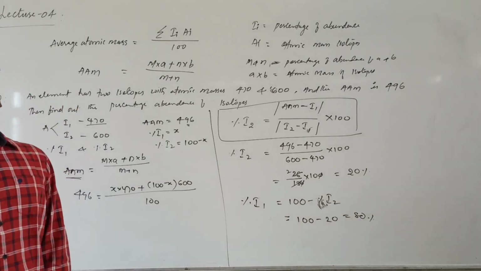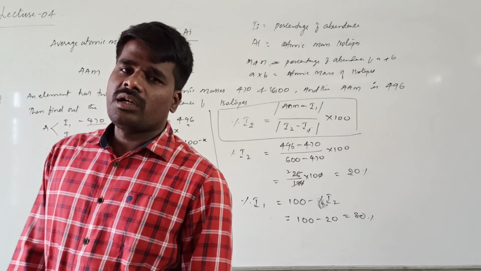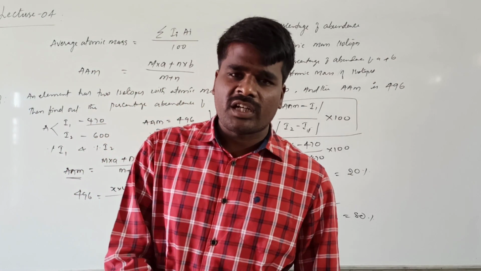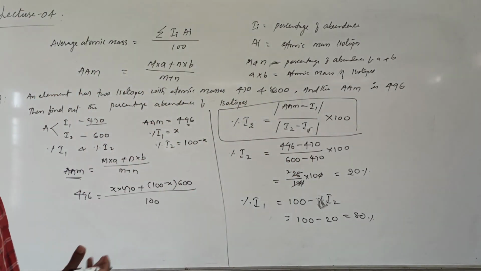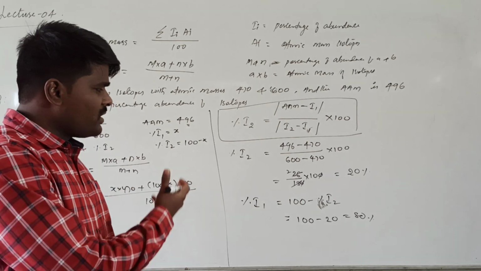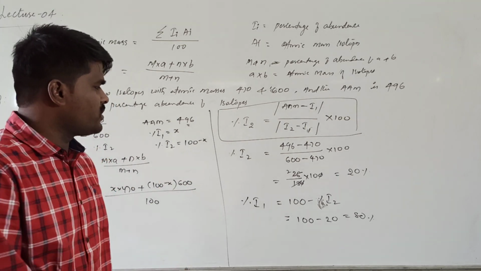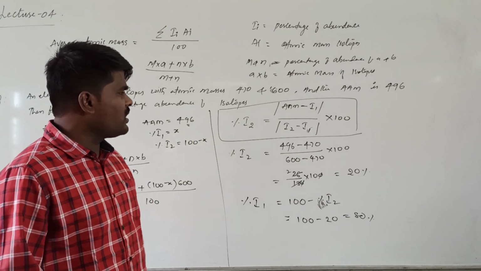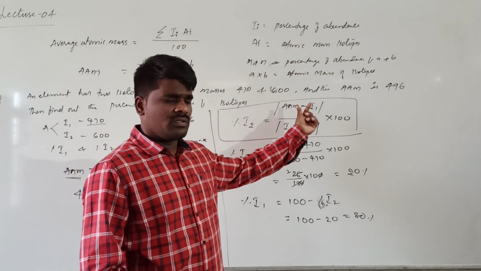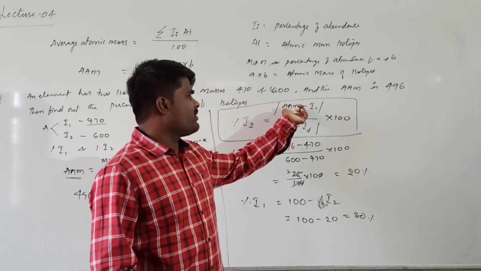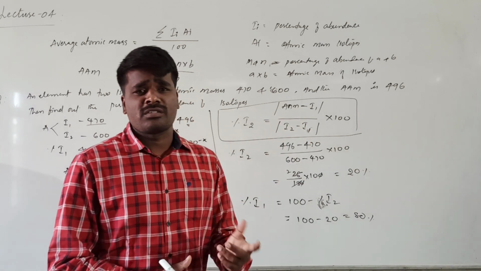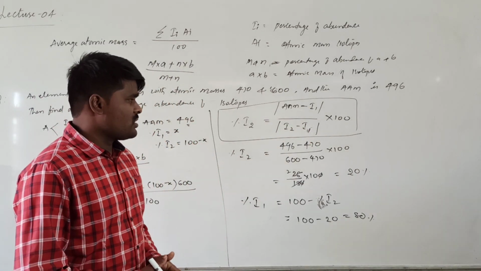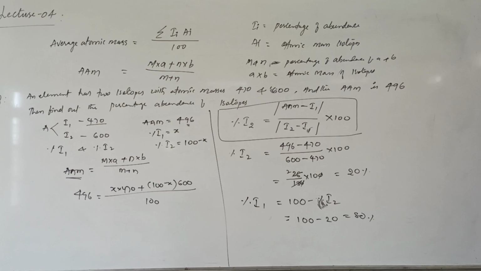This is how you can calculate the percentage abundance of the different isotopes of an element when the average atomic mass is given. From this concept, many questions can be framed, which we will discuss during the discussion of objective questions. Remember this formula. Here you have to take the difference of the average atomic mass and the other isotope's atomic mass, and the difference of the atomic masses of both the isotopes. Hope it is clear so far.